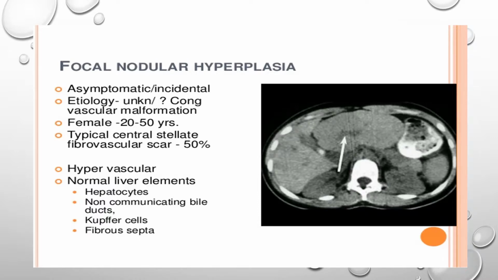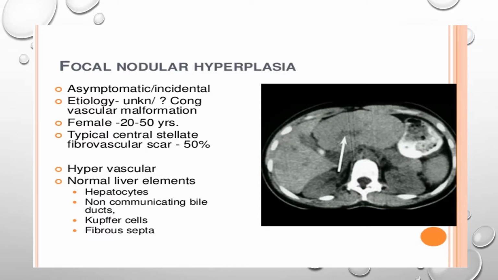So you should remember this key point. What is typical of focal nodular hyperplasia is a central stellate fibrovascular scar, which is seen in 50% of cases. It is also a hypervascular lesion, but we'll see how the scar enhancement in contrast will help in differentiating it from other hypervascular lesions.